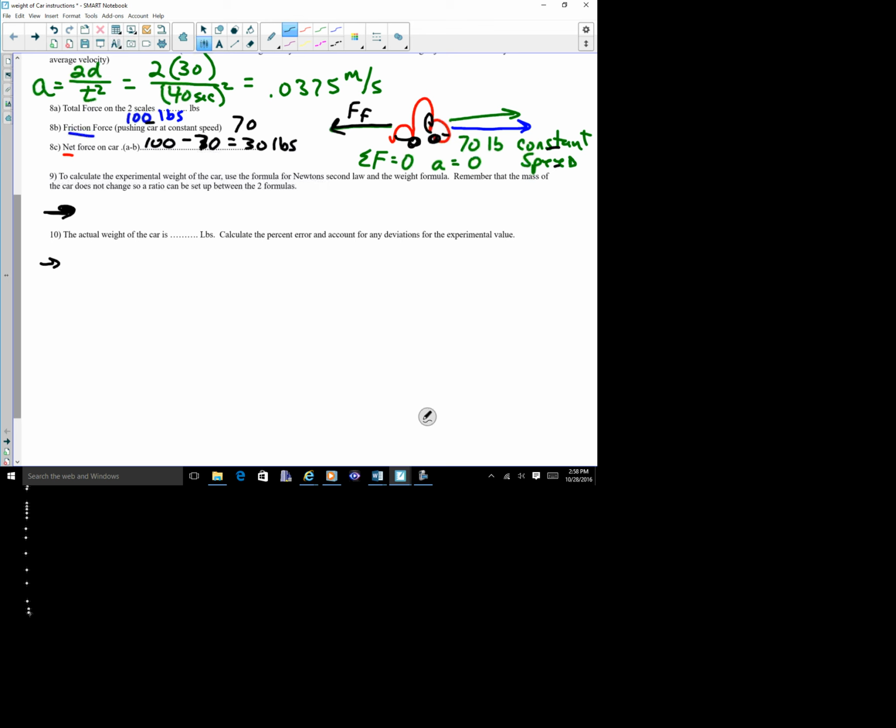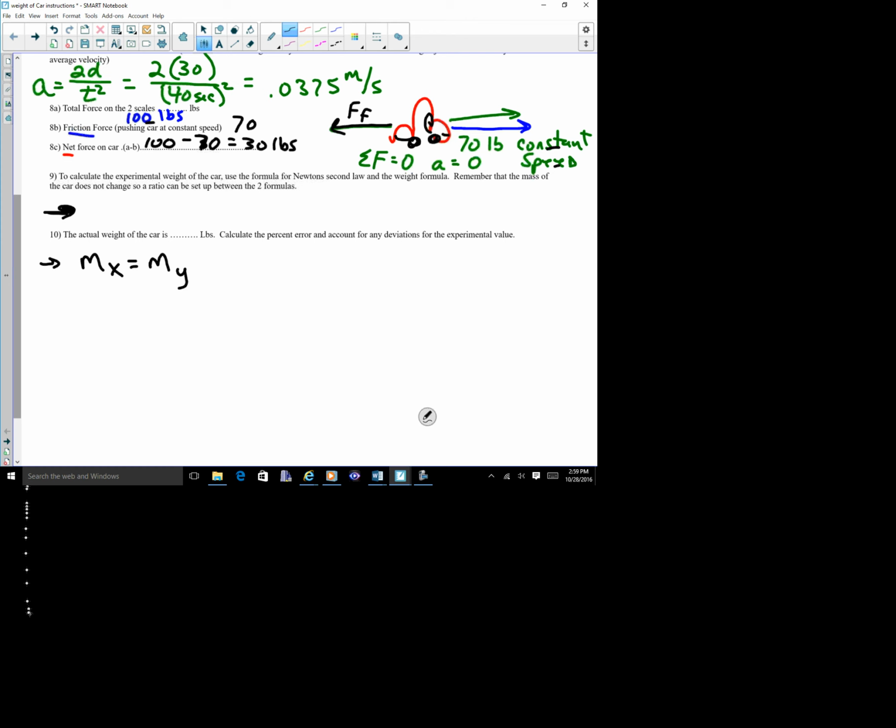Remember last chapter when we said that time did not have a direction? Time in the x direction and time in the y direction were the same? Well, mass is the same way because mass is the amount of atoms in the car. So the mass in the x direction has to equal the mass in the y direction.